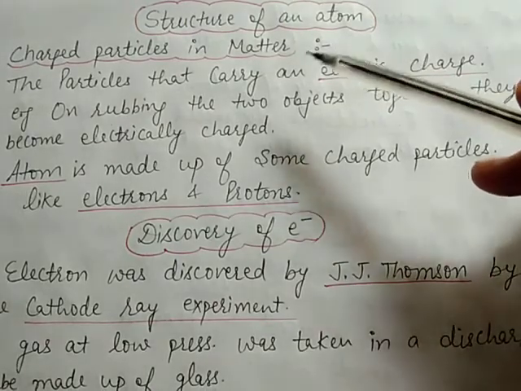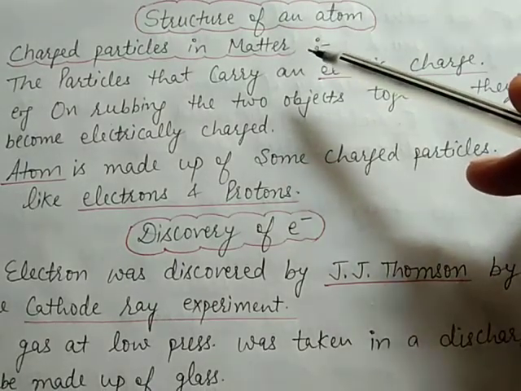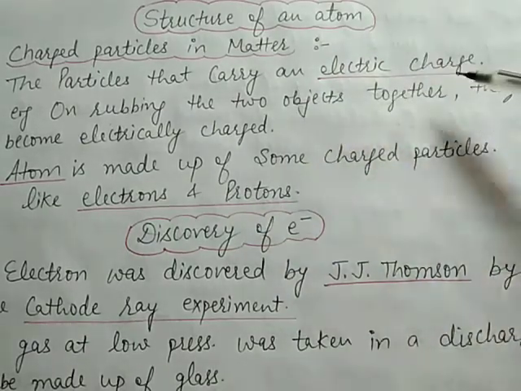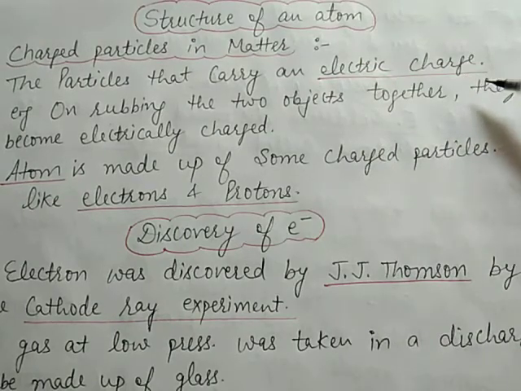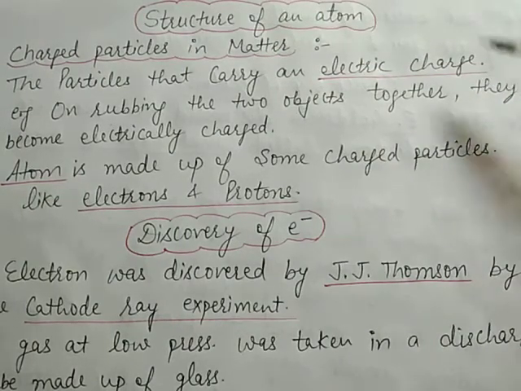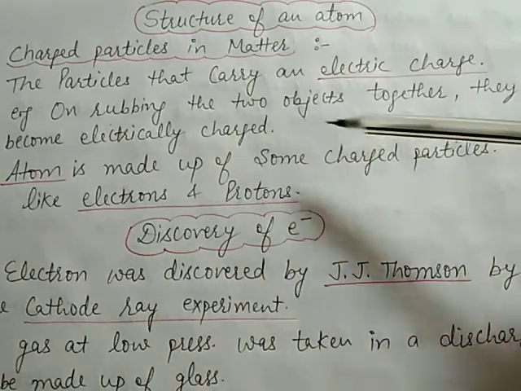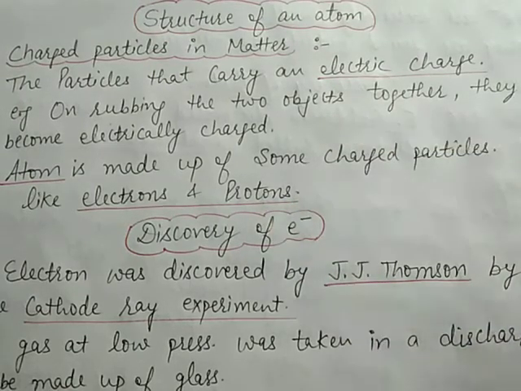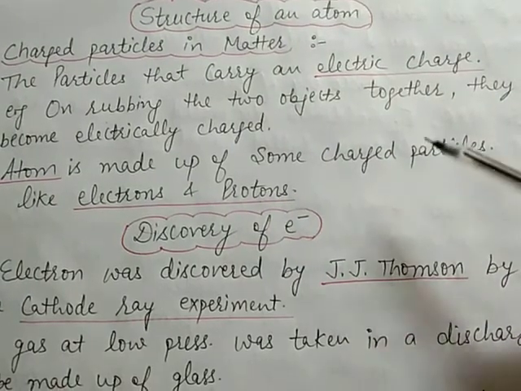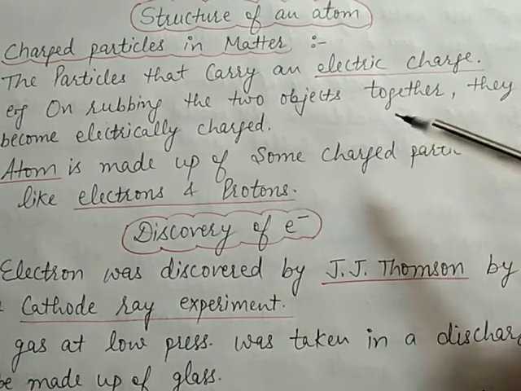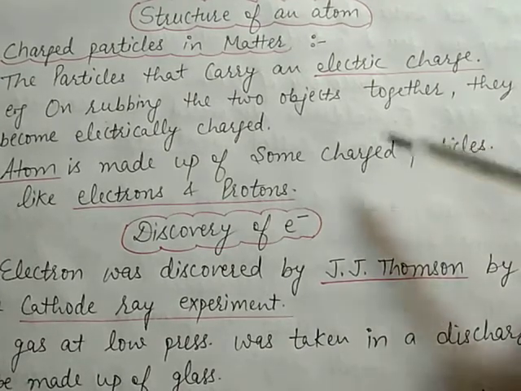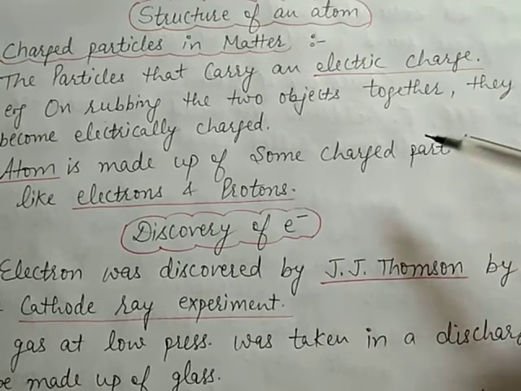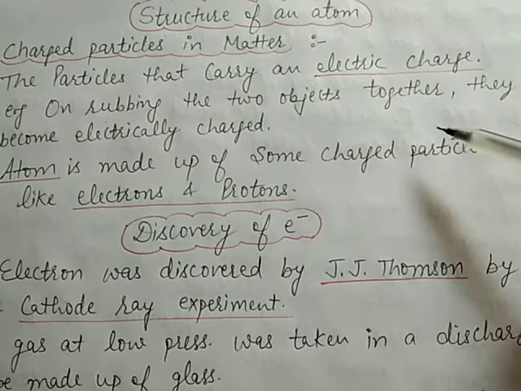Now, the first topic is charged particles in matter. The particles that carry an electric charge are called charged particles. For example, on rubbing two objects together, they become electrically charged. Take the example, when a glass rod is rubbed with silk, after rubbing, they get electrically charged.